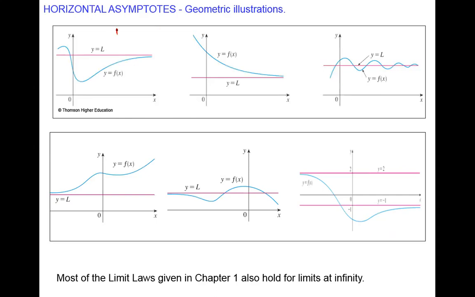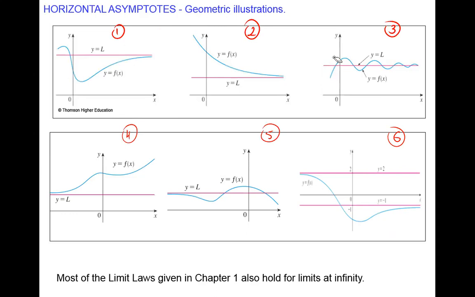Let's see, 1, 2, 3, 4, 5, and 6. Let's look at 2. Graph 2 looks like a typical function at positive infinity. It's approaching the horizontal line L. The values are not going to be lower than L. L is definitely an asymptote.